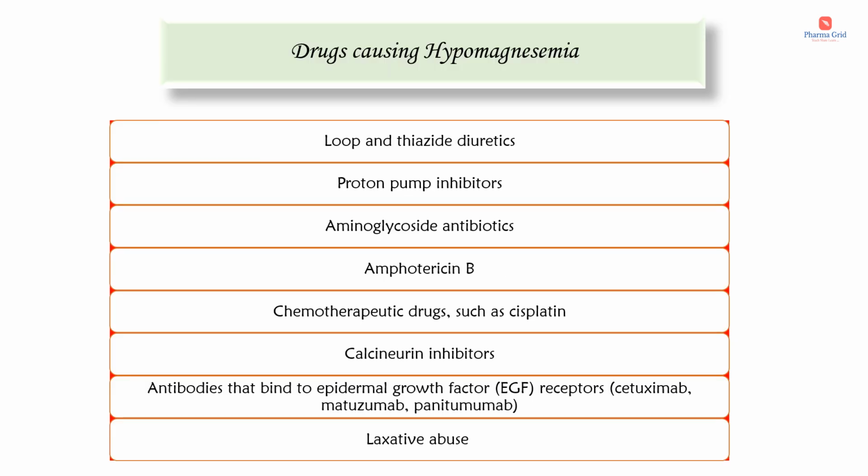Drugs causing hypomagnesemia include loop and thiazide diuretics, proton pump inhibitors, aminoglycoside antibiotics, amphotericin B, chemotherapeutic drugs such as cisplatin, calcineurin inhibitors, antibodies that bind to epidermal growth factor receptors. Examples: cetuximab, matuzumab, then panitumumab, then laxative abuse.